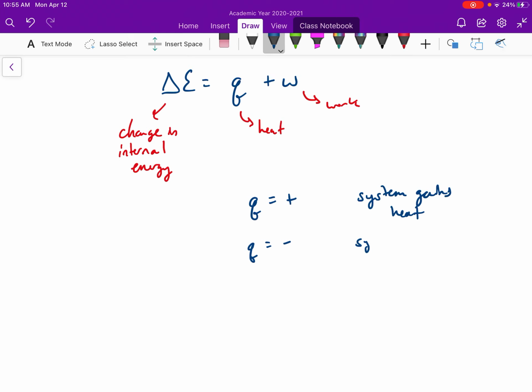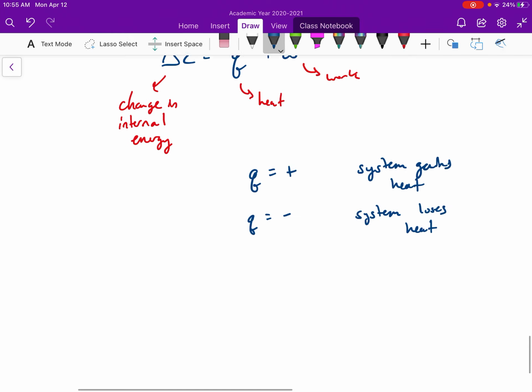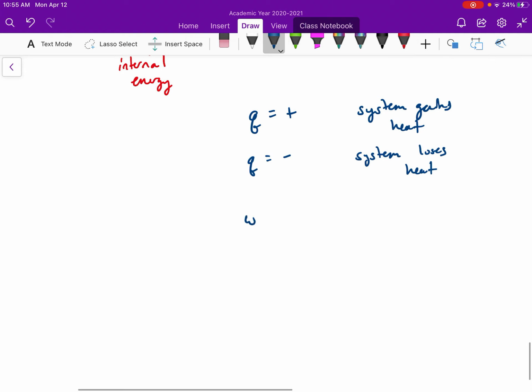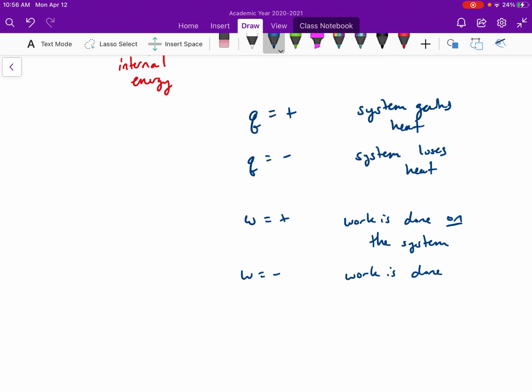Q negative, system loses heat. W positive, when work is done on the system. Work negative, when work is done by the system.